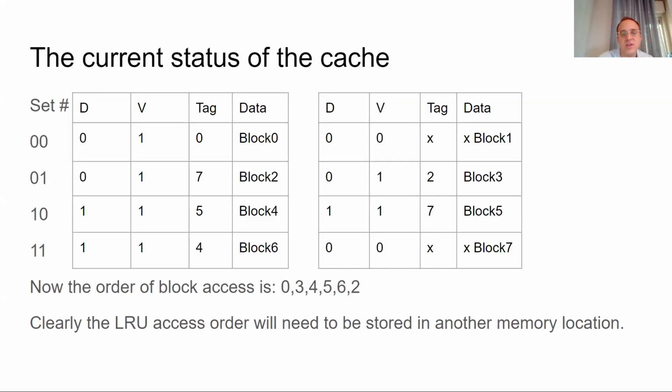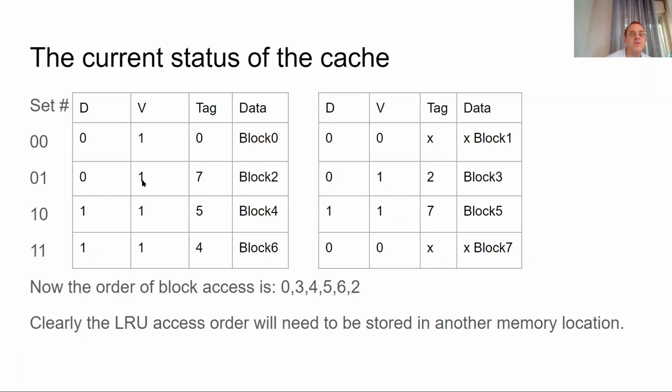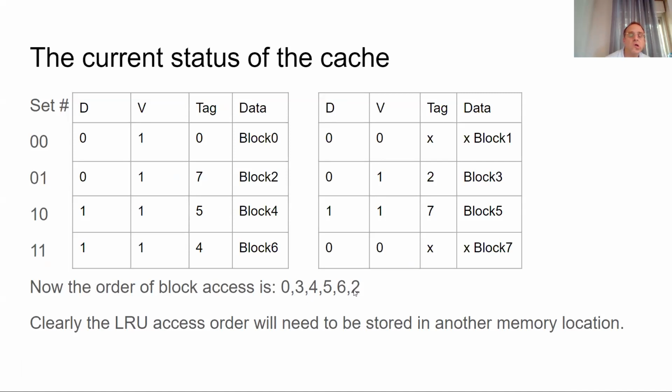The current status of the cache. Now the cache looks like this. The dirty bit is 0 because we didn't write, we're just reading. And here it is 7, and the valid bit remains 1. Now the order of block access is no longer what it was. It's now we've accessed block 2 in the cache most recently.